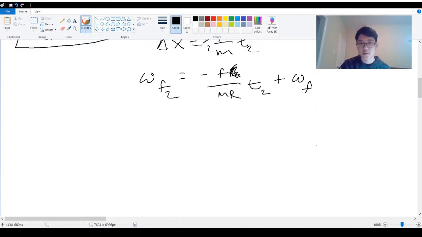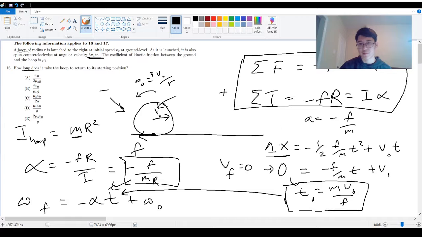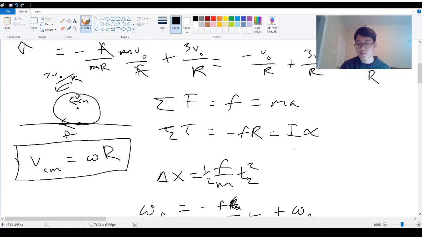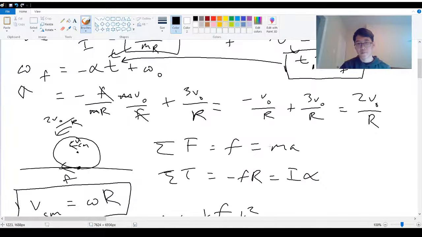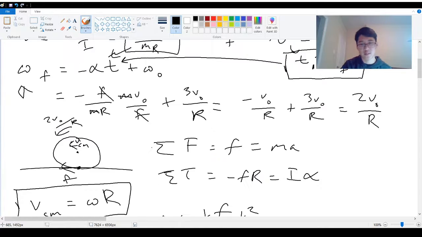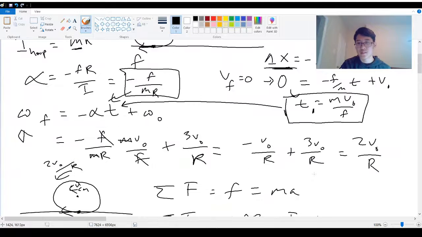So how do we simplify this? We know what delta x is. We can calculate it from this equation up here, right? So actually, let's not do that yet. But also we have to be careful because we have to make sure that the angular velocity of the final, once we multiply this by r and it reaches the velocity of the center of mass, it doesn't lose any more angular velocity, right? So what we can do is, let's first calculate delta x.